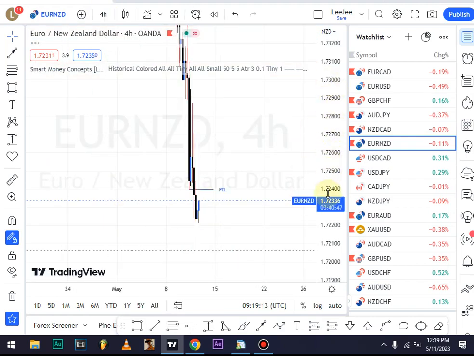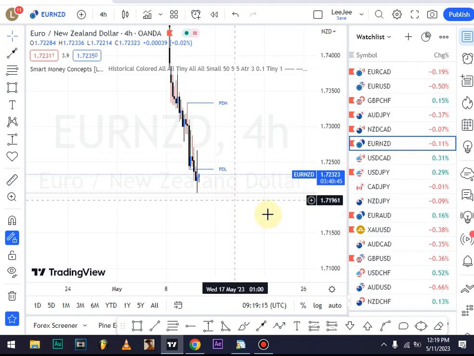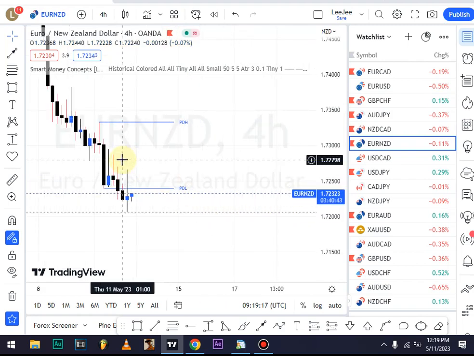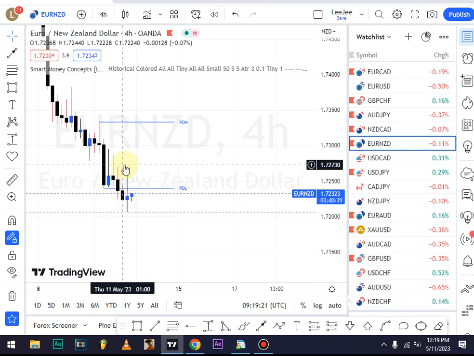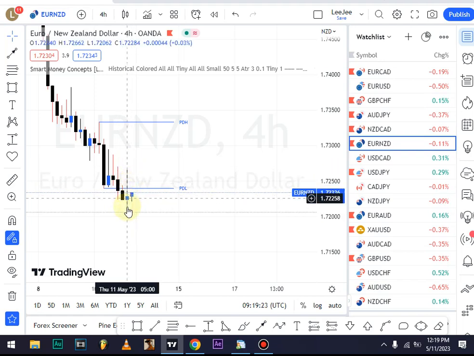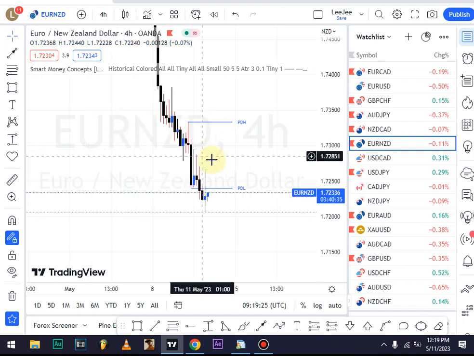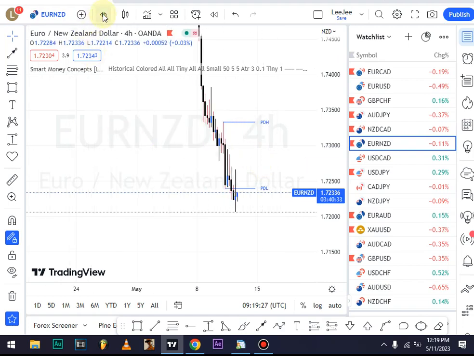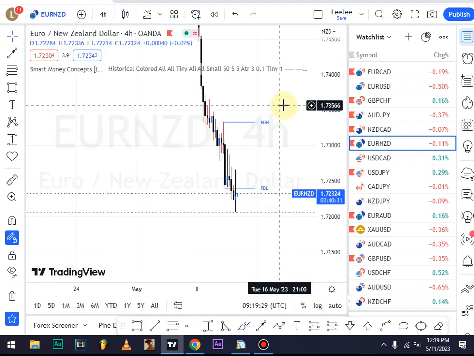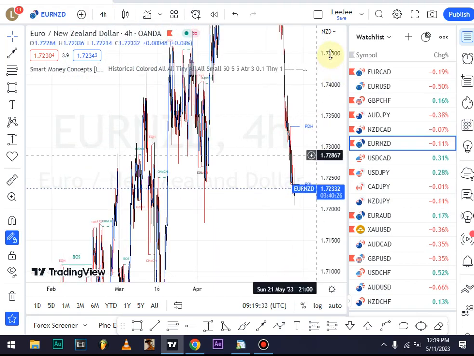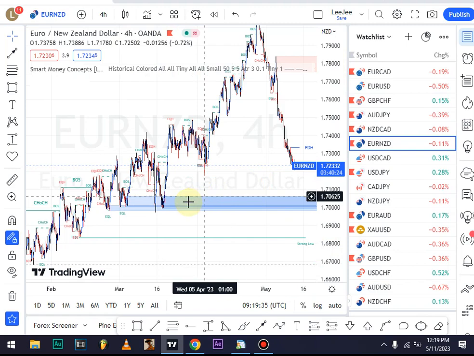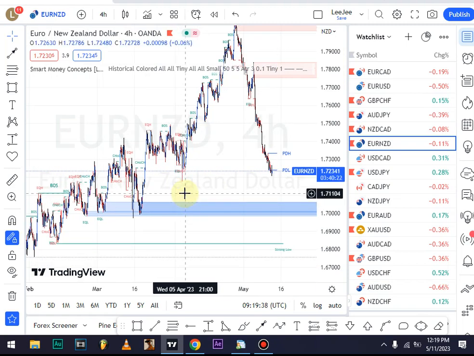Okay. Euro NZD. So Euro NZD looks so nice. Price really broke this zone, went back for a retest, gang, and now was rejected. And now it's going for another retest. Euro NZD is looking good for sales, but before taking that sale entry, we still have to see our position where we are again.